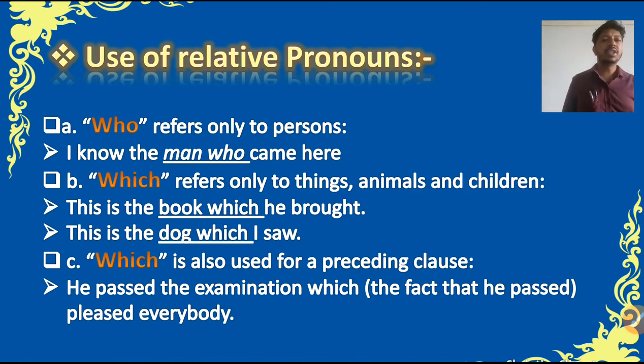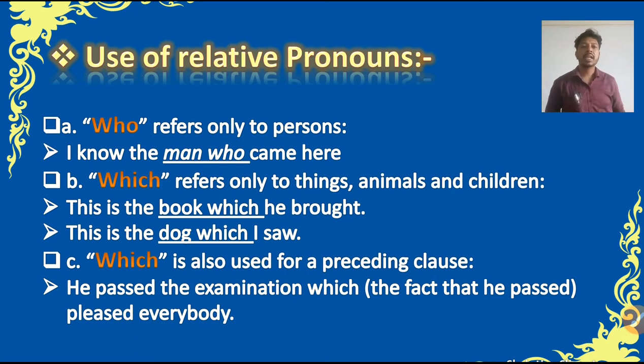Then next, which is also used for a preceding clause. Preceding means the previous clause. Something, somewhere or somehow, something is happening, or a phrase, you are going to indicate a phrase as a noun, as a pronoun, as an object, so that after that very clause or after that very phrase, you can use the relative pronoun which.